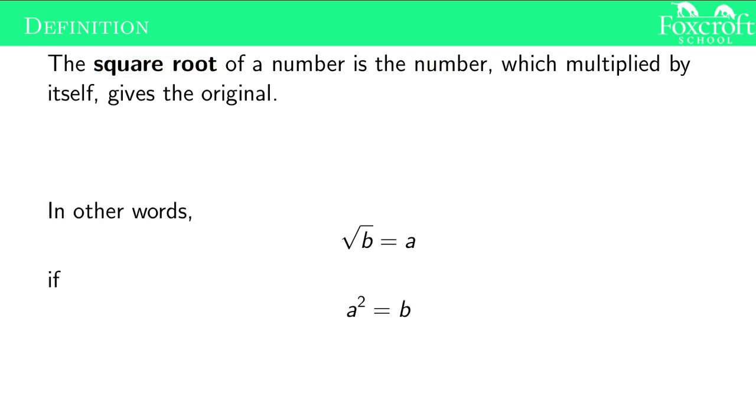The definition says if I'm trying to take the square root of b, that's going to be equal to a if, when I multiply a by itself, remember that this is a times a, I get b. So the square root of b is a, because a multiplied by itself is b.